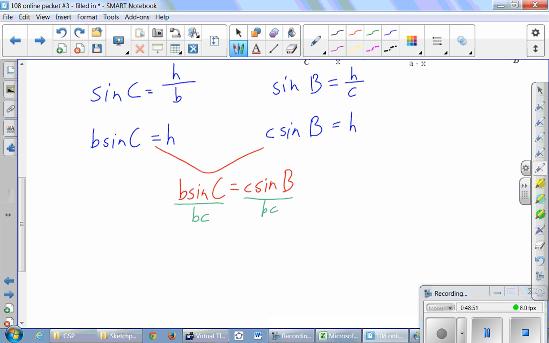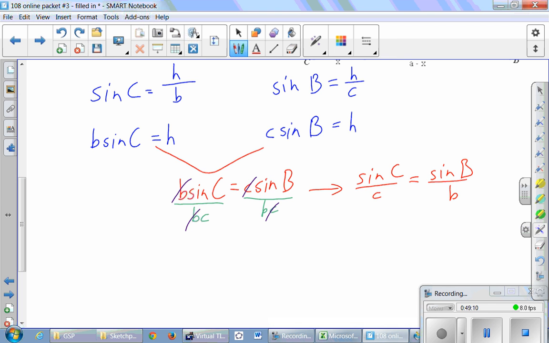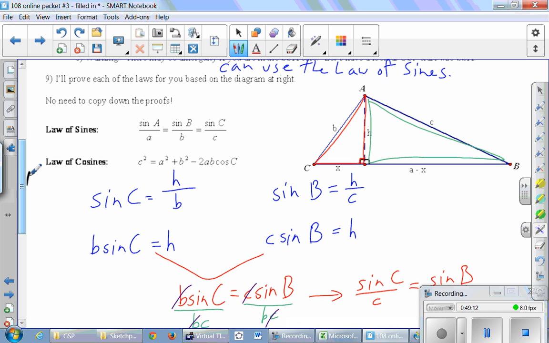BC. So what does that mean? Okay, so on the left-hand side, the b's cancel, and on the right-hand side, the c's cancel. That's nice. And then we'll write down what we have left. It's the sine of c divided by little c is equal to the sine of b divided by little b. Hooray. That is one of the parts of the law of sines. It's right there.